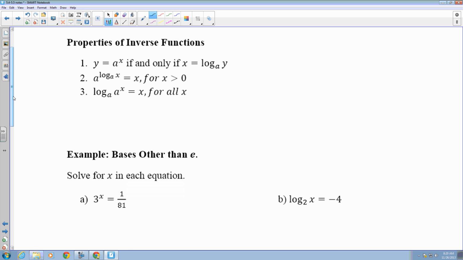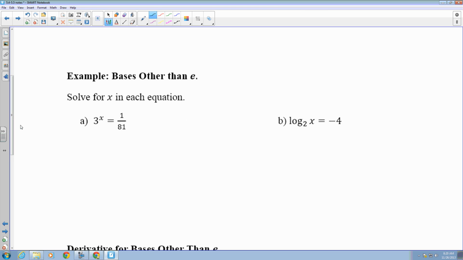Here are some inverse functions that we'll have to be using. y is equal to a to the x if and only if x is equal to log base a of y. The ones we're going to be using the most are number 2 and 3. a to the log base a of x: the a and the log base a cancel to just x. And number 3, log base a of a to the x also cancels, and you just get x on that one as well. So we're going to want to be using that when we're trying to solve for x on these two examples.